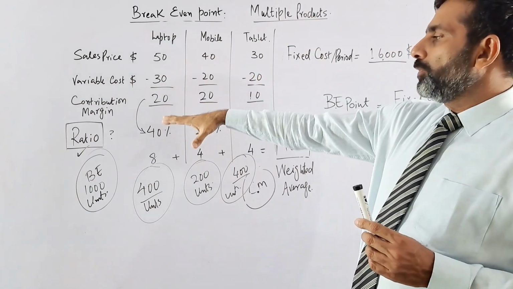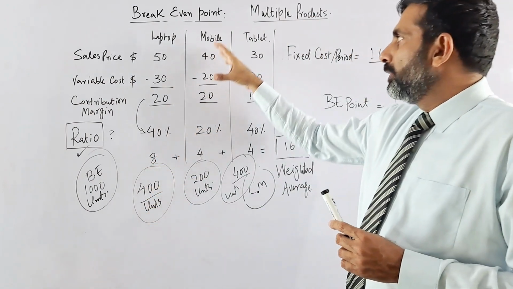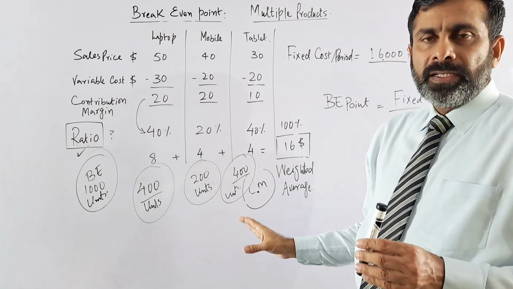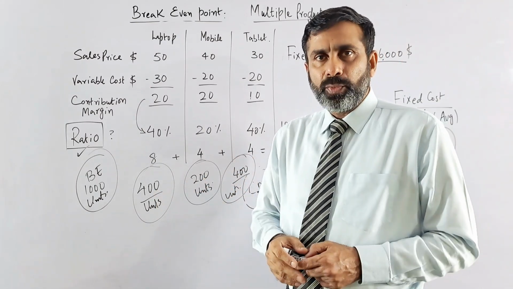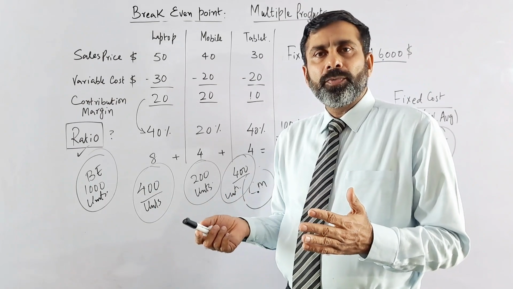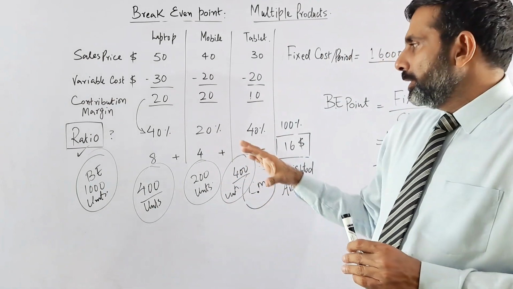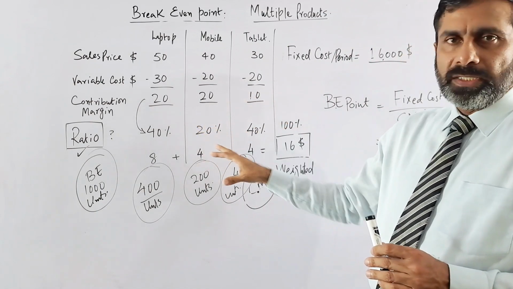So for laptop we have a different break-even point, for the mobile phone it is different, and for the tablet it is different. So we have three different break-even points. It can be more than two products, it can be 100 products. The same formula can be used, and it can be calculated by using this ratio.